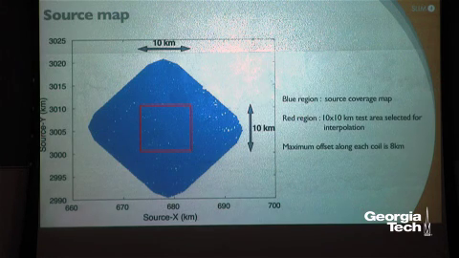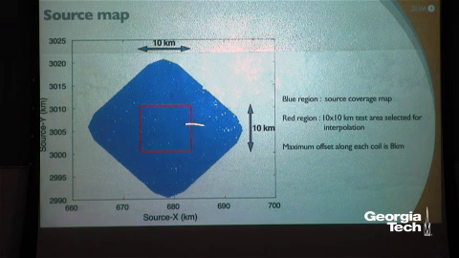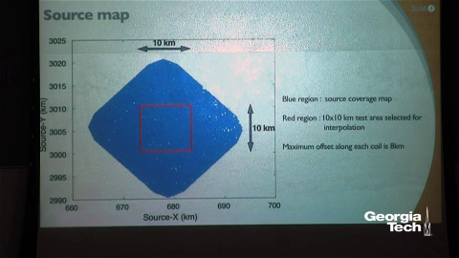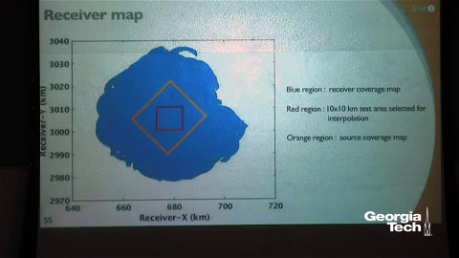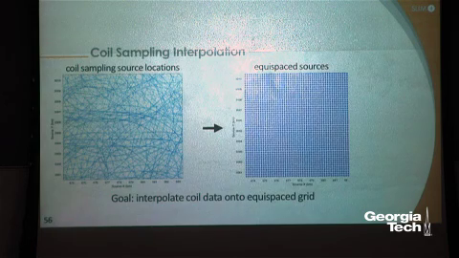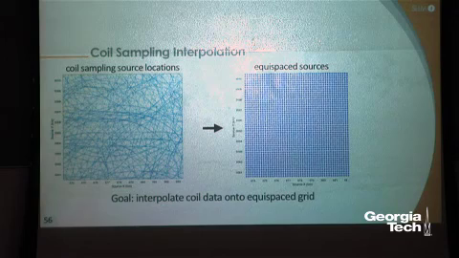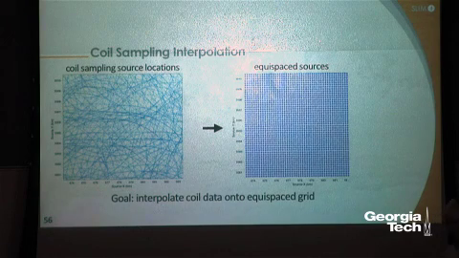So this is sort of where the sources are, so you can't see so much. We're plotting what the trajectories are, where the sources are firing, and where the receivers are firing. Let me show you a zoom. This is what these coils look like if you look at the source, and that's not a nice periodic grid that people would like to have.